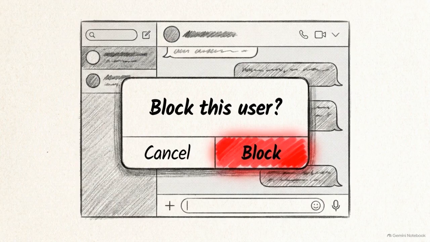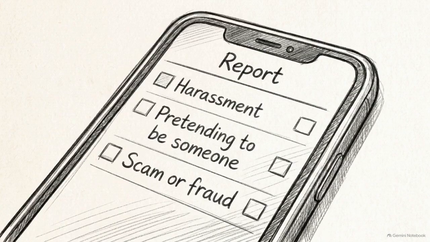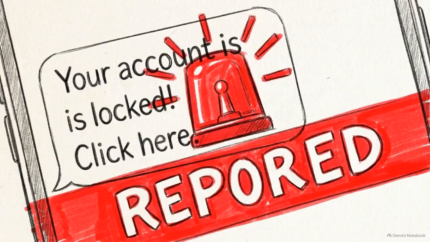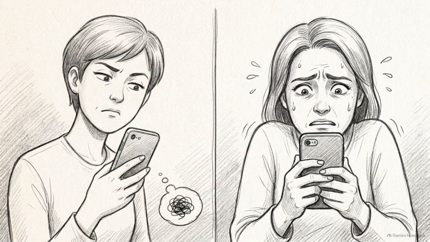Block is the severe, nuclear option. It completely severs all digital contact and is primarily used to stop active harassers. Report is an administrative mechanism. It flags an account directly to Meta for investigation because they are conducting scams or other harmful activity. Understanding how these functions differ helps you choose the right tool for the situation, whether you are dealing with a minor annoyance or a persistent harasser.